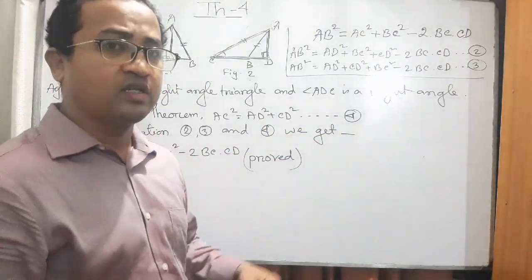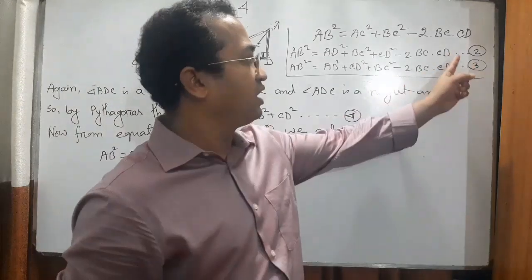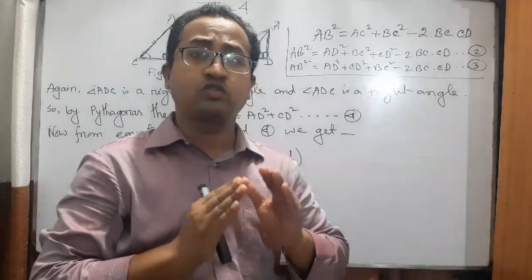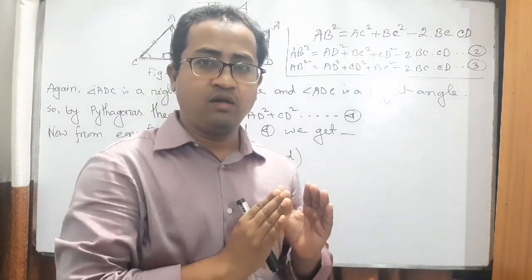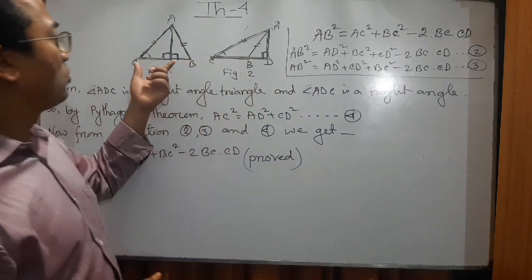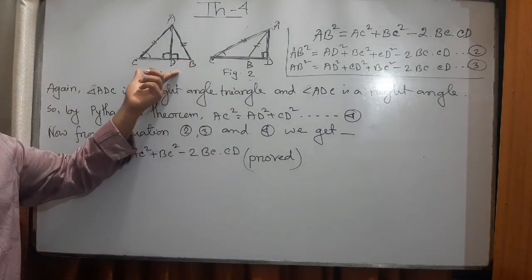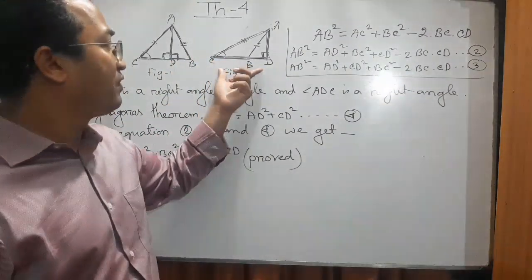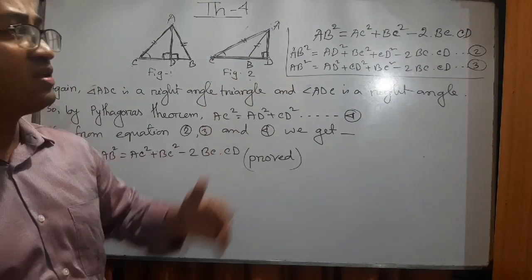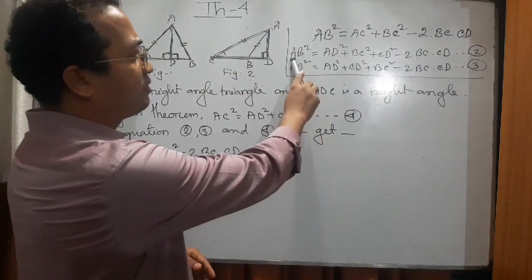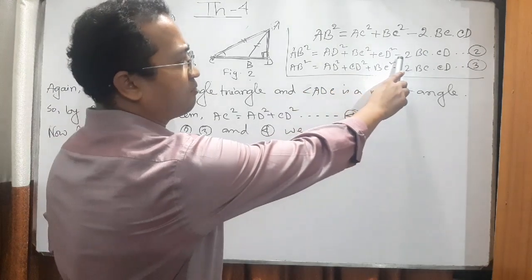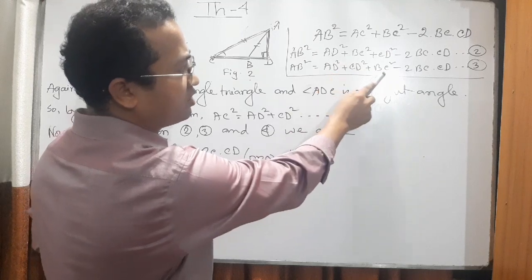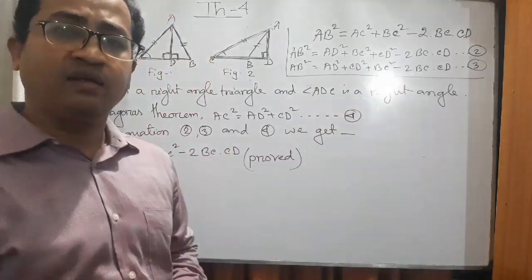Now come to the previous equations, equation number 2 and equation number 3. Actually these two equations are the same for these two separate triangles. Equation number 2 is for figure 1, and equation number 3 is for figure 2. But actually these two equations are the same. Look: AB square, AD square, BC square plus CD square minus 2BC into CD. Here also AD square, CD square, BC square minus 2BC into CD.